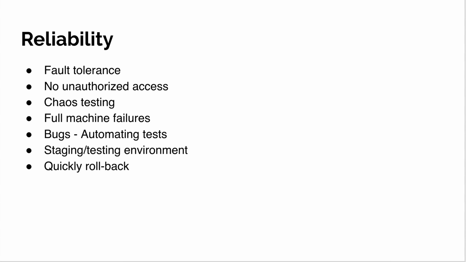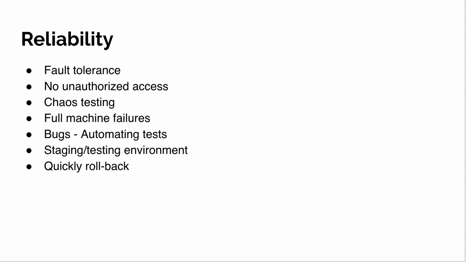Bugs need to be fixed and caught as early in the process as possible, ideally before the commit goes through into the production systems. And there should be a system to monitor and test before it goes to production. So automating tests and staging testing environments help with making sure that your code is reliable.